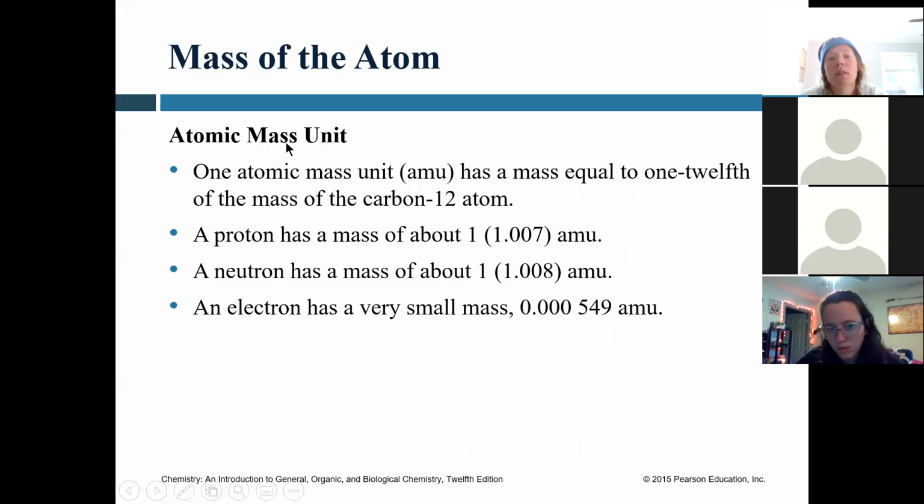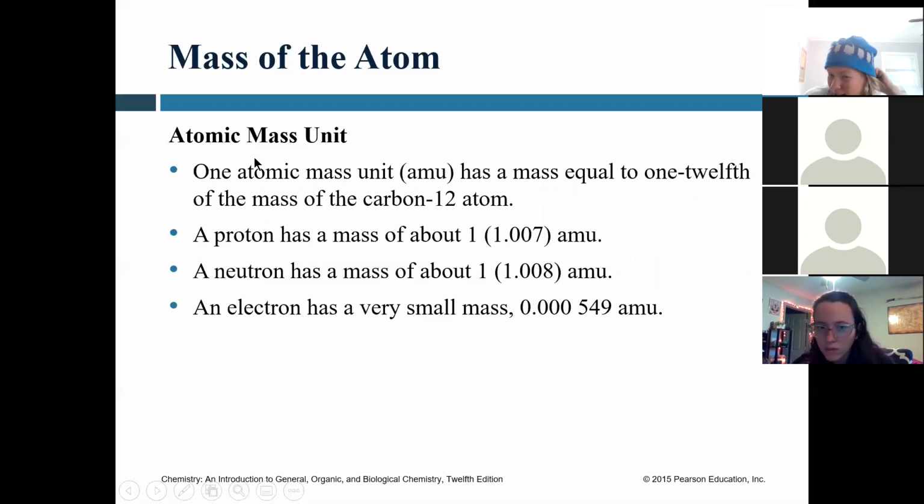So the AMU, or atomic mass unit: one atomic mass unit has a mass equal to 1/12 of the mass of a carbon-12 atom. Carbon-12 being an isotope with 6 protons and 6 neutrons, 1/12 of that would be considered 1 AMU, which is roughly the size of a proton. A proton has a mass of 1.007 AMUs, a neutron has a mass of 1.008 AMUs, very, very close to each other. We pretty much just say their mass is 1. An electron, on the other hand, has a mass of 0.000549 AMU, so super teeny tiny. Again, like 2,000 times smaller than the protons and neutrons.